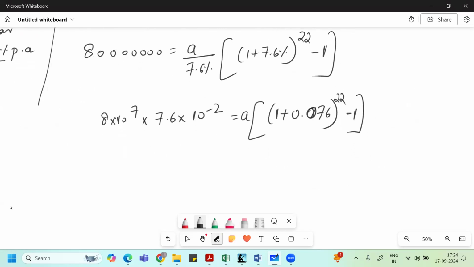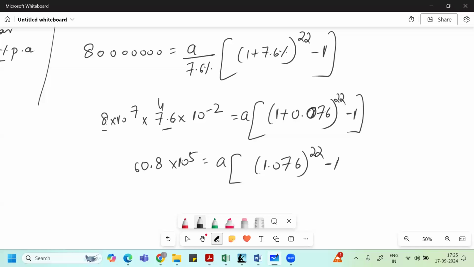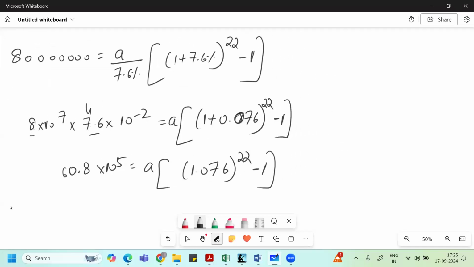So 7 8s are 56, 6 8s are 48, 4 carry, 8 7s are 56 plus 4 is 60. So 60.8 into 10 to the power 5, and this is A, and this would be 1.076 to the power 22 minus 1. Fine. So then you can solve this, 1.076 to the power 22.